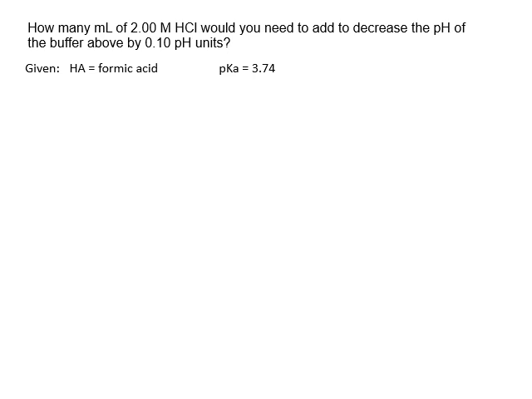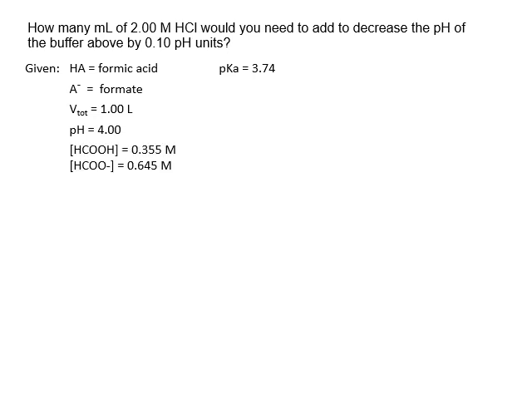Our buffer was made of formic acid, which has a pKa of 3.74, and formate. The total volume of the buffer was 1 liter, and the pH of the buffer was 4.00. We determined in the previous questions that the concentration of formic acid to give a buffer of pH 4 was 0.355 molar, and the concentration of the formate ion needed to be 0.645 molar. So this is the buffer that we're starting with.